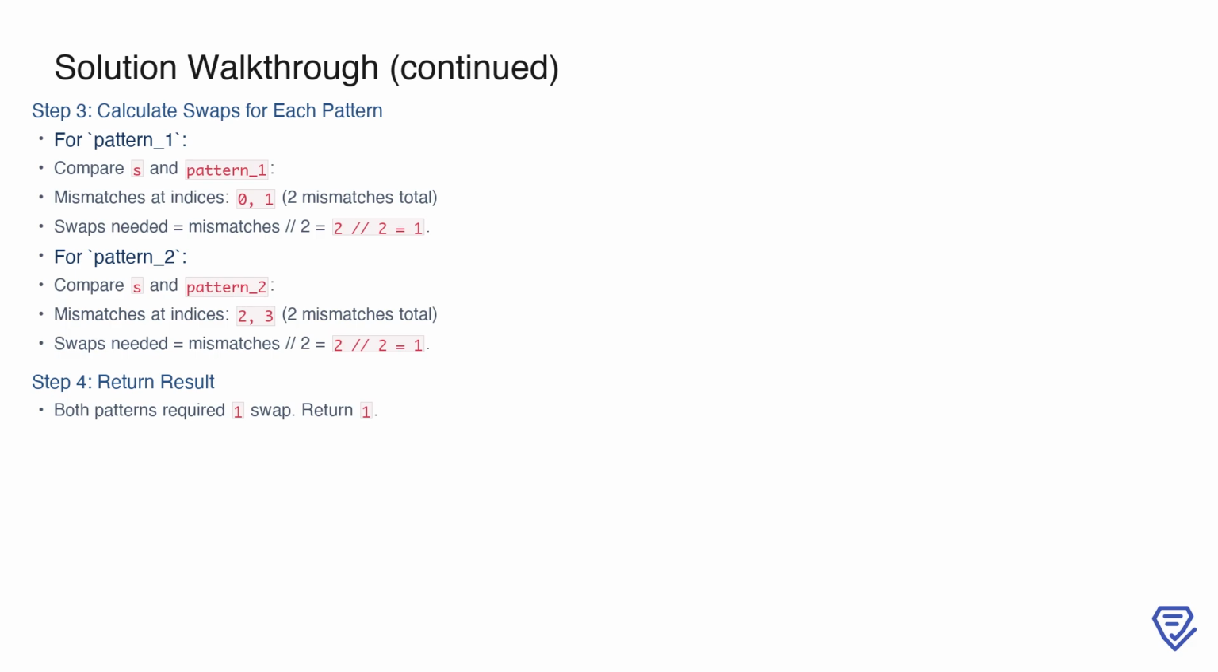For pattern_2, which starts with 1, we find mismatches at indices 2 and 3, also resulting in 2 mismatches. Again, this requires 2/2 equals 1 swap. Since both patterns require exactly 1 swap, the minimum number of swaps is 1. Therefore, the function returns 1 as the result.